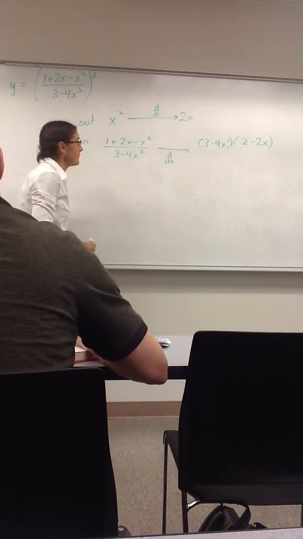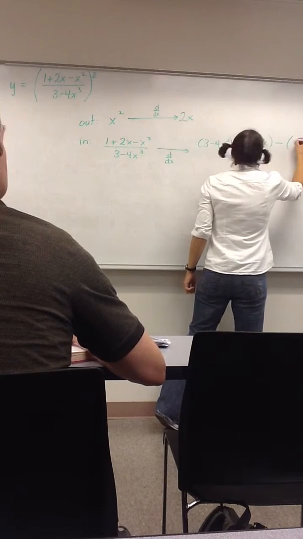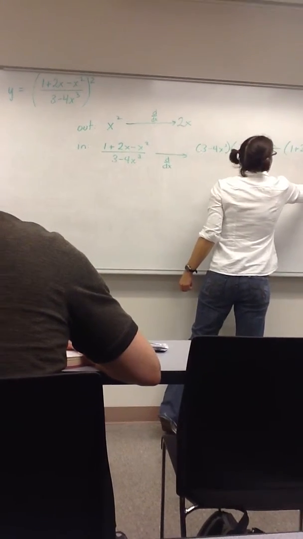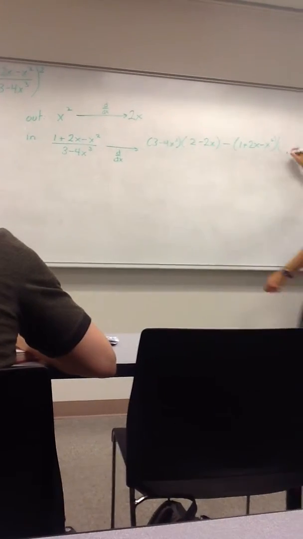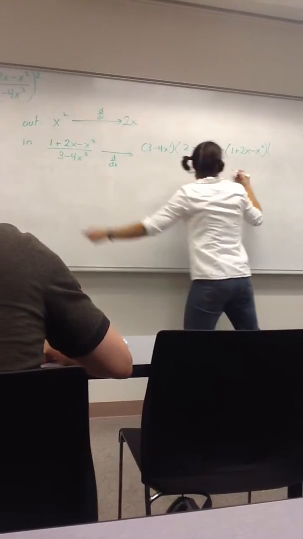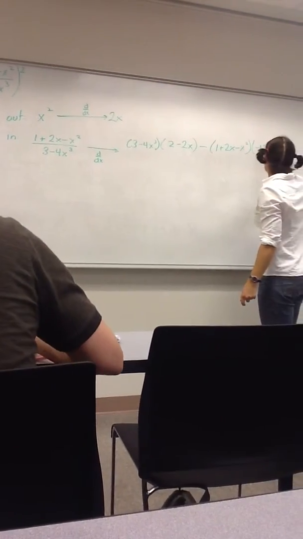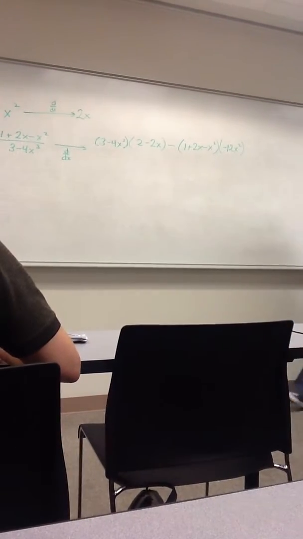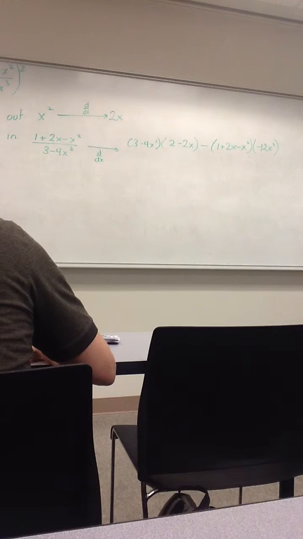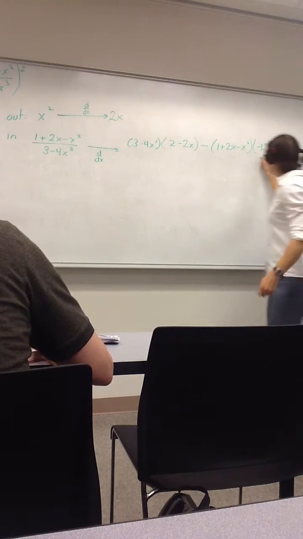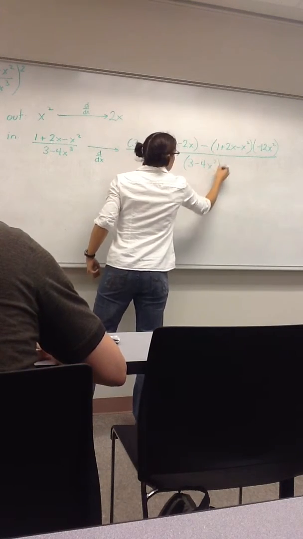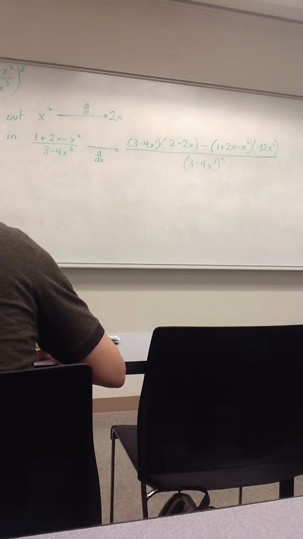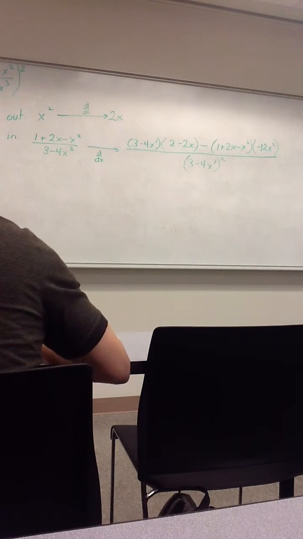So we've got low d high, minus high, 1 plus 2x minus x squared. So low d high minus high d low. So the derivative of my bottom, the derivative of 3 is 0. And then we've got minus 12x squared. So low d high minus high d low, draw the line, and square below. So square the 3 minus 4x cubed. Okay, so these are the derivatives of our outside and our inside. Are there any questions about those?